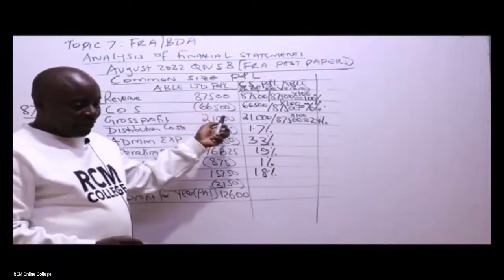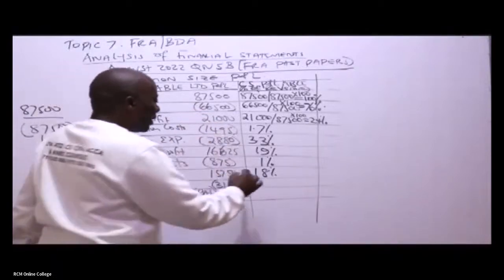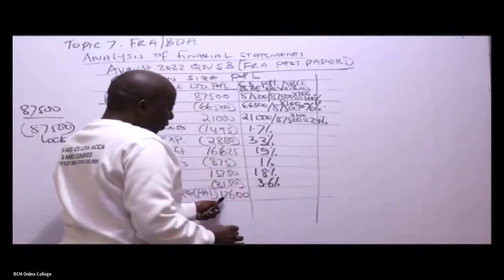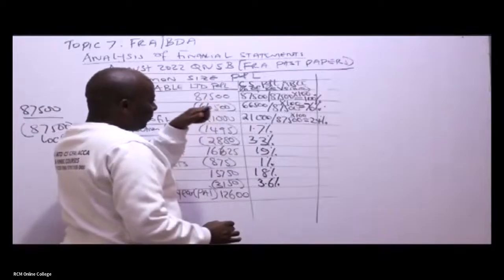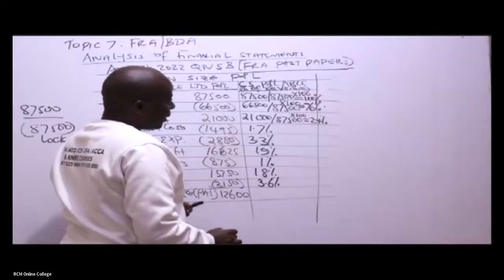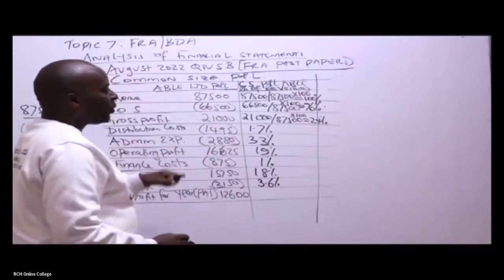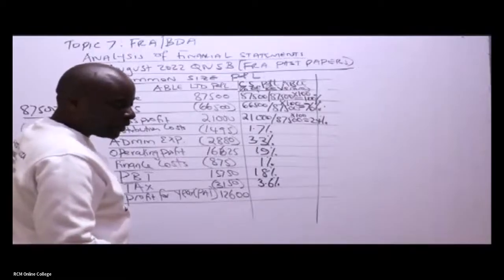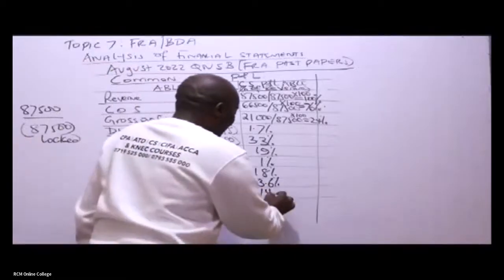87,500. So this gives us 3.6%. Then lastly, we have the profit for the year as a percentage of revenue. As a percentage of revenue will be this divided by this times 100. So then that gives us 14.4%.